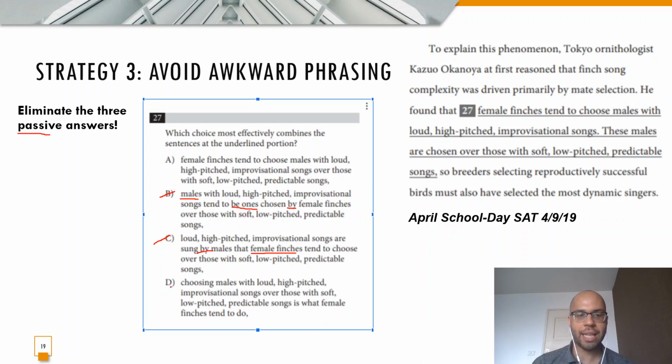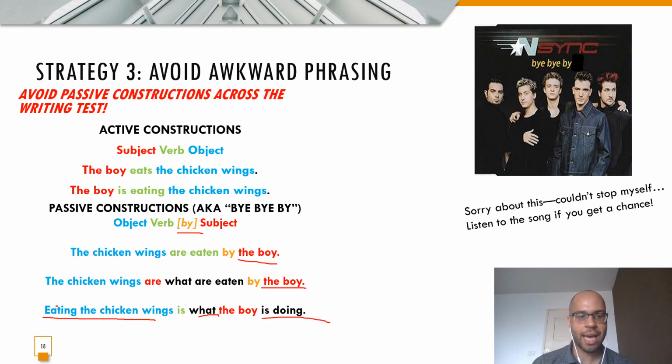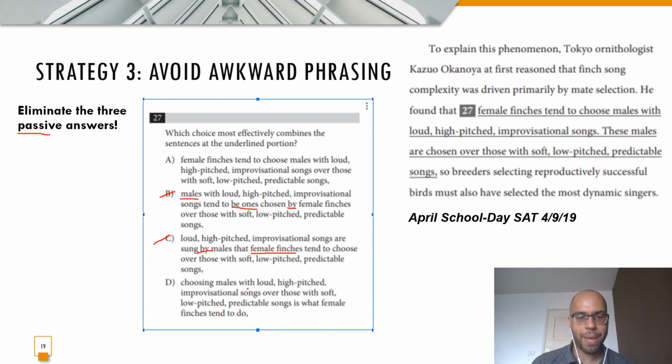Choice D is kind of like, let me just go back to our last slide, this last example: eating the chicken wings is what the boy is doing. Choosing males with loud, high-pitched improvisational songs is what female finches tend to do. Why not say female finches tend to choose males with loud, high-pitched improvisational songs? It's shorter, it's more direct, it puts the actor at the beginning of the sentence rather than at the end. A is our correct answer. B, C, and D are all passive.